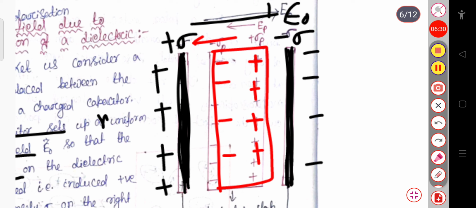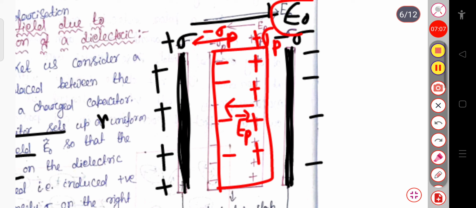So here in this dielectric, in this part the charge density will be minus sigma p, and in this part, for the positive charge carriers, the charge density will be plus sigma p. An electric field is developed whose direction is just opposite to that of the applied field E naught. Suppose this field EP is in the opposite direction to E naught.